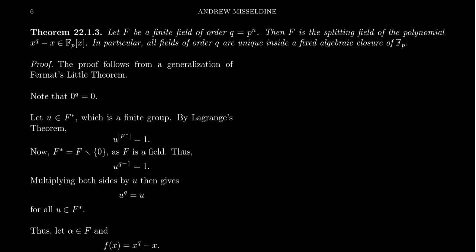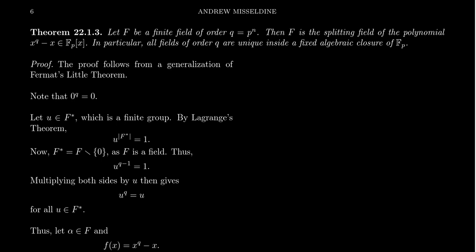Then we claim that F is a splitting field of the polynomial x to the q minus x. So this is a polynomial viewed over the field F_p. If F is in fact a splitting field, we showed previously when we worked with splitting fields that all splitting fields are unique inside of an algebraic closure. When we apply this to finite fields in particular, it says that all fields of order q are unique inside of a fixed algebraic closure of F_p.